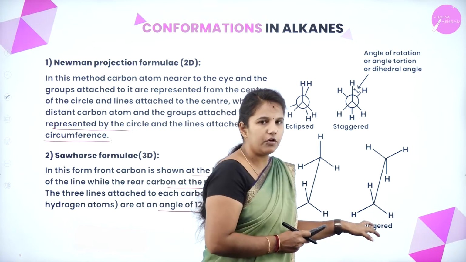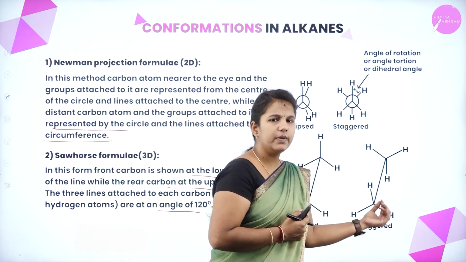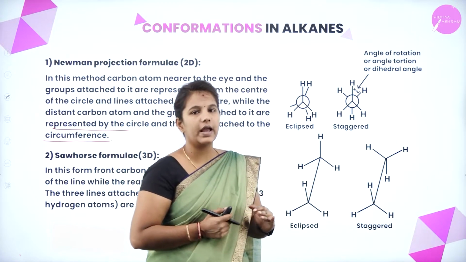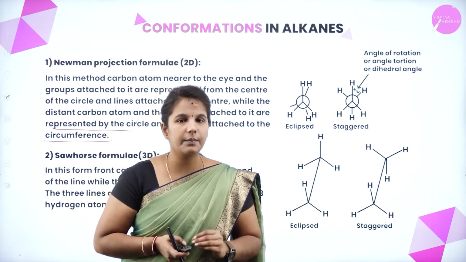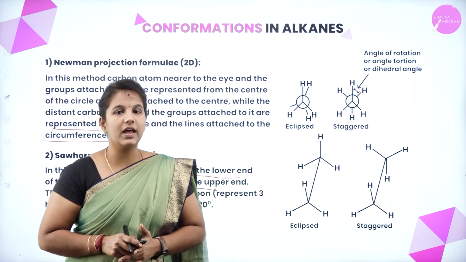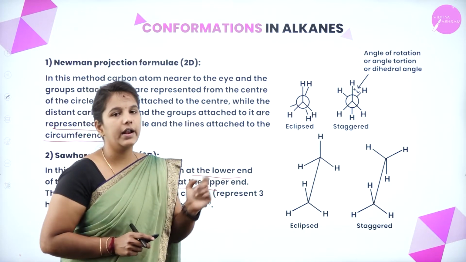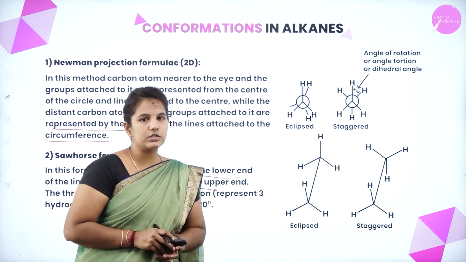Similarly, in the staggered conformation, the carbon atom which is very close to our eyes should be written at the lower end, and the carbon atom which is very far away from our eyes should be written at the upper end. This is how we can represent the conformations of ethane by writing the Newman projection formula and the Skew-Horse projection formula. So, hope you all understood this.